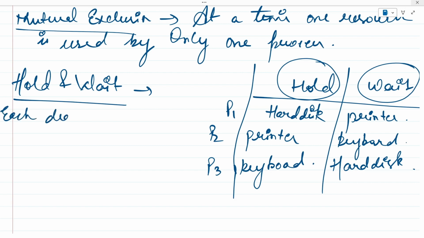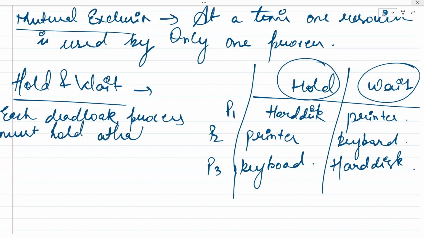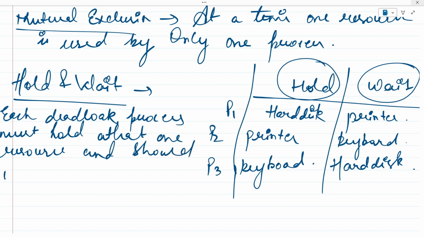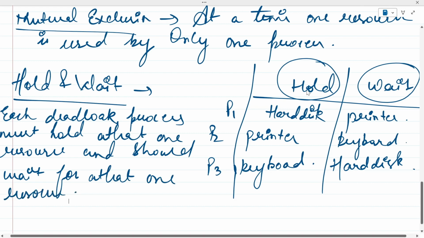Each deadlocked process must hold at least one resource and should wait for at least one resource. If this condition is true, then we can say that deadlock is occurring.